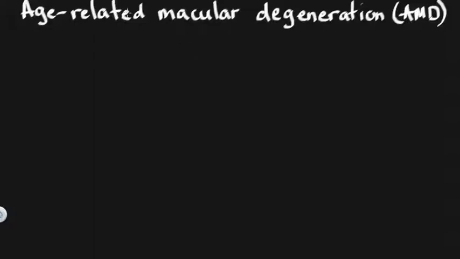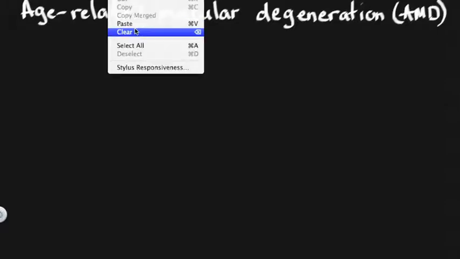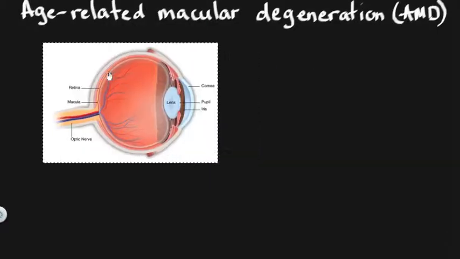We'll start with the words themselves. Age-related, which tells us that this is a condition that's common in older folks. Macular, which refers to a specific part of the eye called the macula, which is a piece of the retina. And then degeneration, which means breakdown. So we have an age-related condition that results in breakdown or degeneration of the macula, which is a part of the eye.